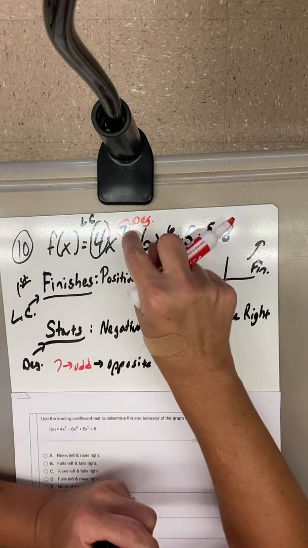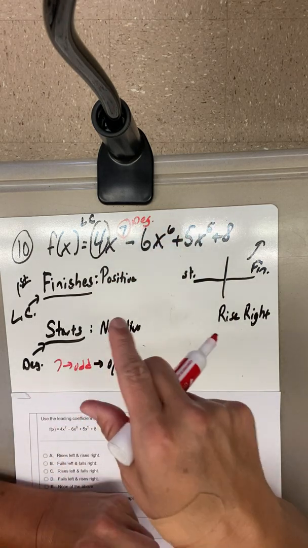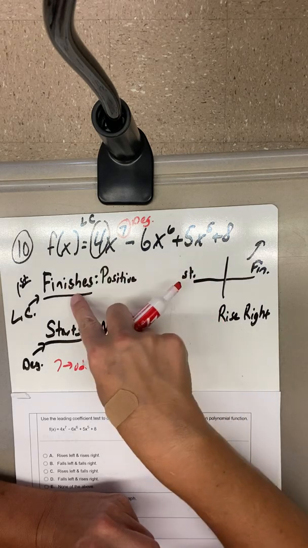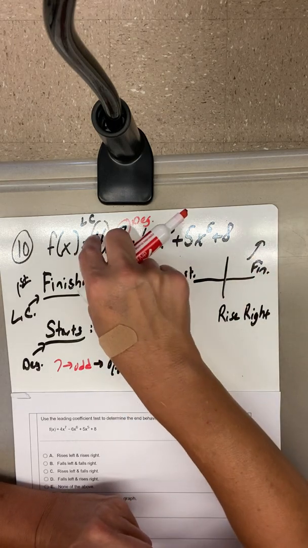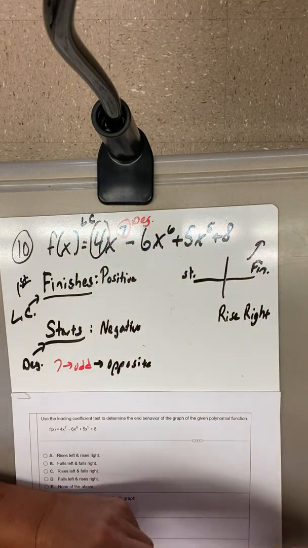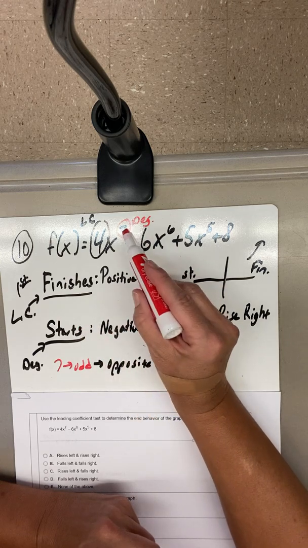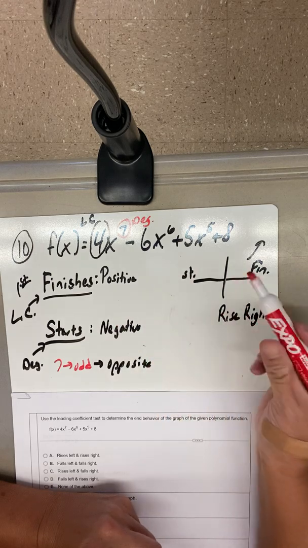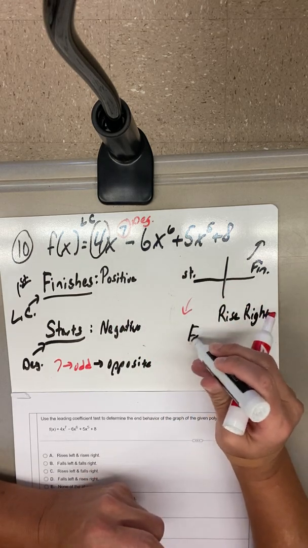Okay? If this had been an 8, 8 is even. Even means the same. So if it finished positive, it would also start positive. So you tell how it finishes first. If your leading coefficient is positive, it's going to finish positive. If your leader is negative, it's going to finish negative. You look at degree to tell how it starts. Odd is opposite, so since it finished positive, it's going to start negative, which means it's going to be doing this, which means it's going to fall left.